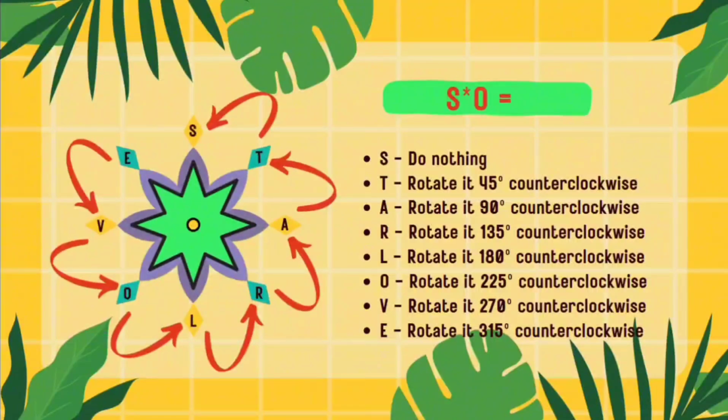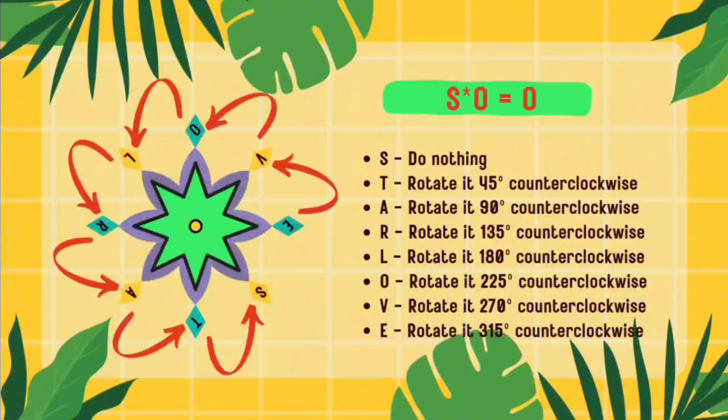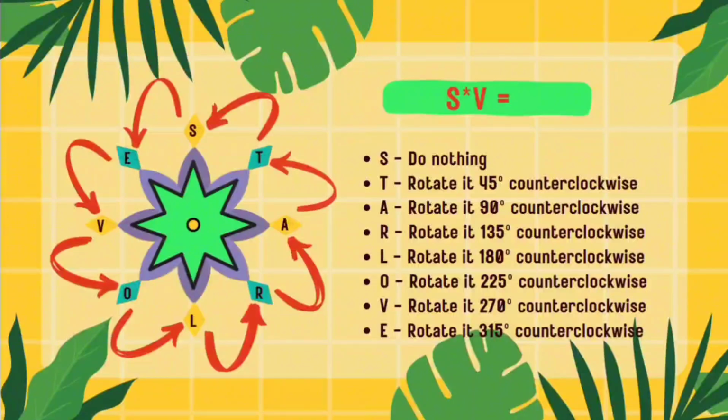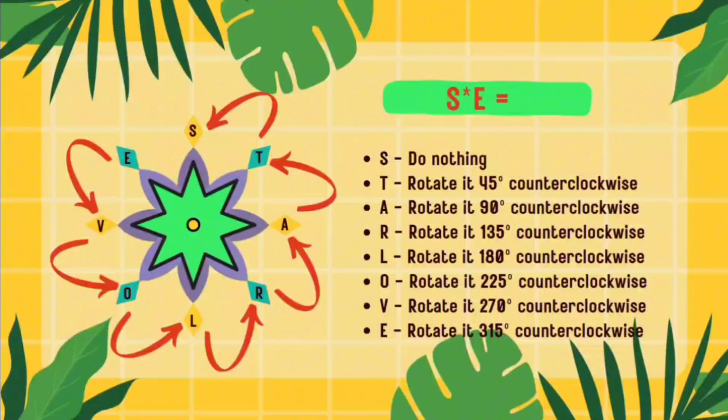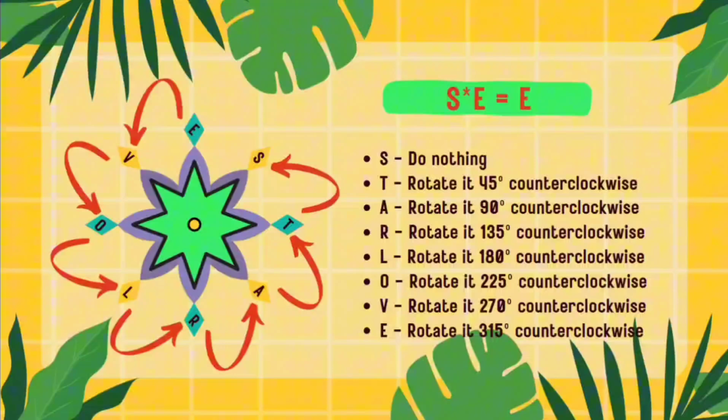Next we have S star O. The movement of O is rotate 225 degrees counterclockwise. Therefore, we're going to rotate it 225 degrees counterclockwise. So S star O is equal to O. Same process. S star E, of course, rotate it 315 degrees counterclockwise. Then after rotating it, S star E is equal to E.